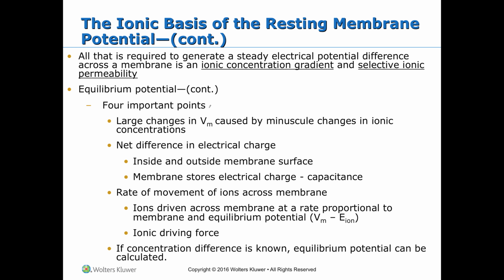So again, going back to the idea that there needs to actually be permeability, you need a channel, and you need there to be a concentration gradient. So there are 4 important points. Large changes in the membrane potential can be caused by minuscule changes in ionic concentrations.